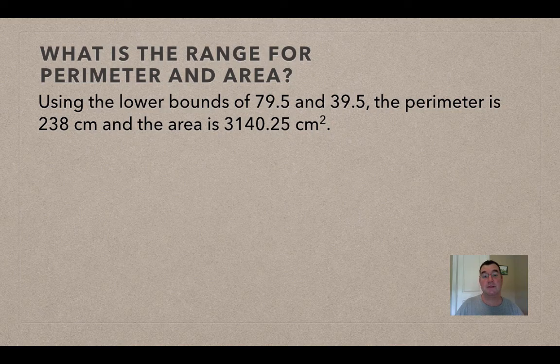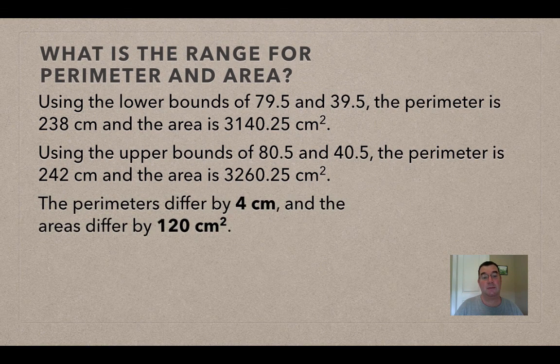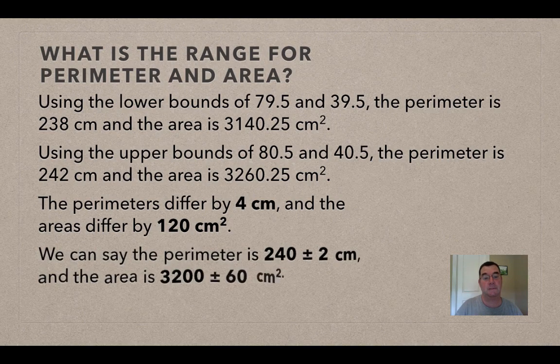If I use the lower bounds of 79.5 for the length and 39.5 for the width, then I get a perimeter of 238 centimeters as opposed to 240, and I get an area of 3,140.25 square centimeters instead of the 3,200 that I got originally. And if instead I use the upper bounds of 80.5 and 40.5, then the perimeter goes as high as 242 and the area goes to 3,260.25. Okay, so the perimeters differ by 4 centimeters and the areas differ by 120 square centimeters. So the perimeter is 240 plus or minus 2, and the area is 3,200 plus or minus 60 square centimeters.